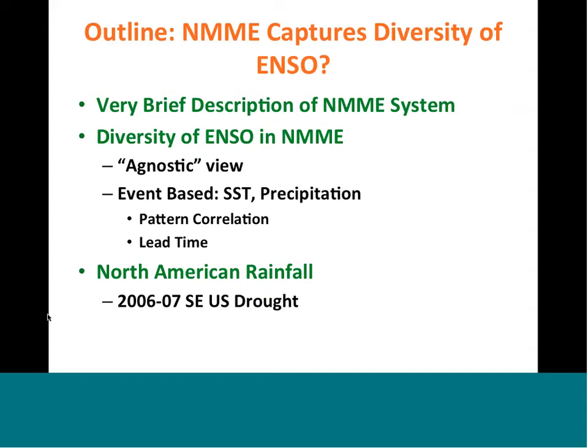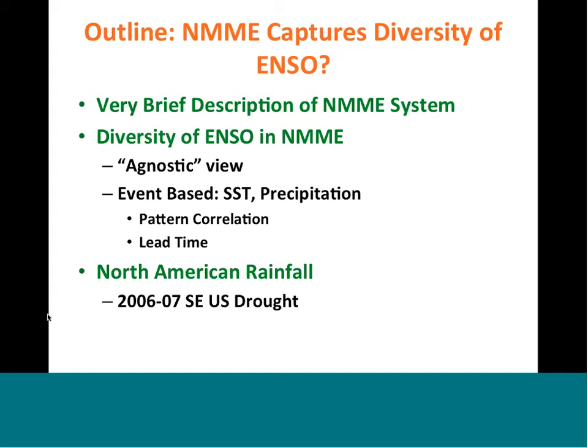Perfect. So I'm going to start out by giving a very brief description of the NMME system, and talk a little bit about the diversity of ENSO in the NMME system. As some of you may know, there's an ongoing debate about whether there's a continuum of El Niño events, whether there's Central Pacific El Niño events versus Eastern Pacific El Niño events, and there's a whole lot of different names for these, Modoki and so on and so forth. So I'm really taking an agnostic view, and I'm going to be looking at a couple of specific events and just going to look at how well the NMME system captures those specific events and the differences between them. This is really event-based.